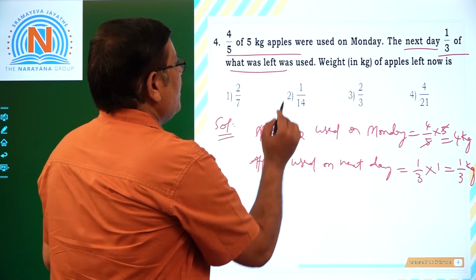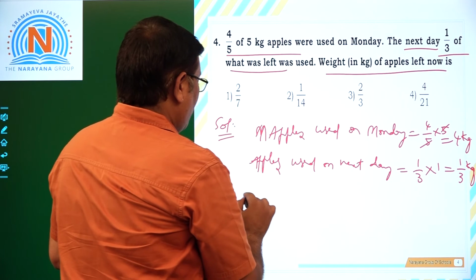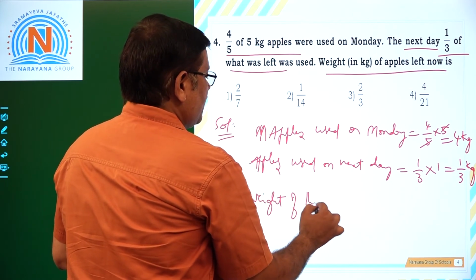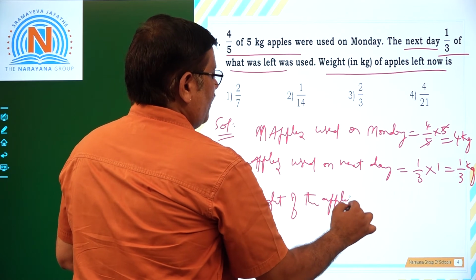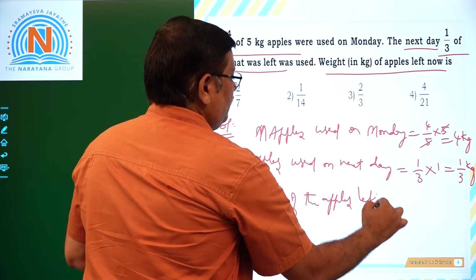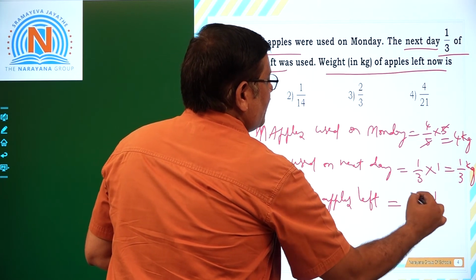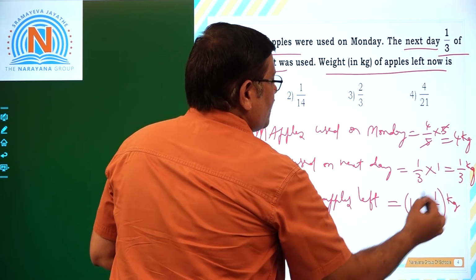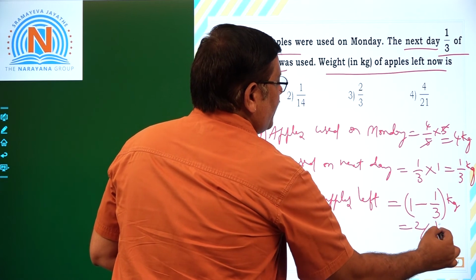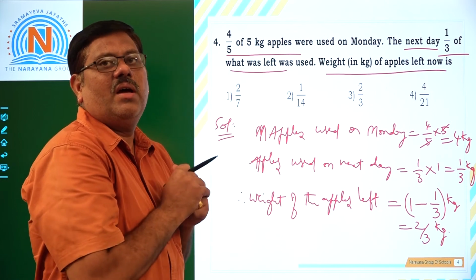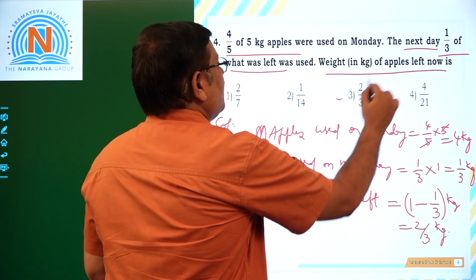Next, what is it asking? Weight of the apples left now. Therefore, weight of the apples left is nothing but 1 kg minus used 1 by 3 kg. That is nothing but 1 minus 1 by 3 kg. That is 2 by 3 kg. So now we are left with 2 by 3 kg of apples. So that is nothing but the third option.